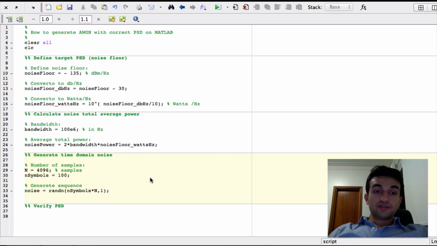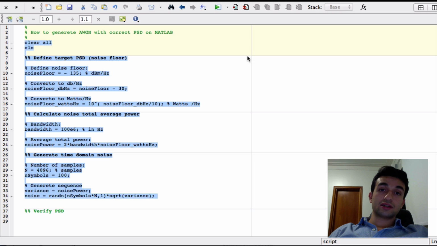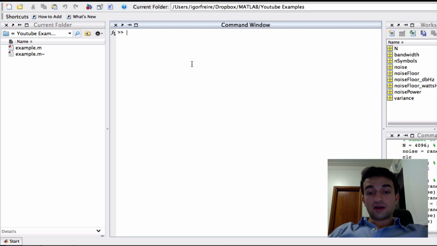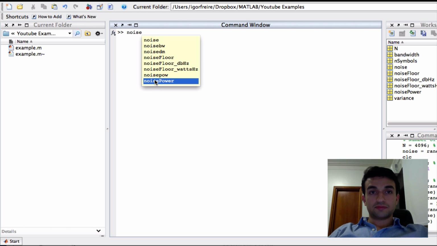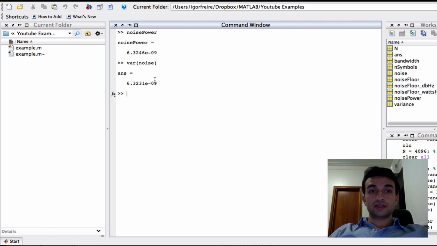To modify this, we need to multiply it by the square root of the variance we want. So we want to generate a sequence with a specific variance, and this specific variance is actually the total noise power. Okay, so let's evaluate the whole script now. And now let's see the total noise power. And let's see what the variance of noise is. It is the same, so it's correct.